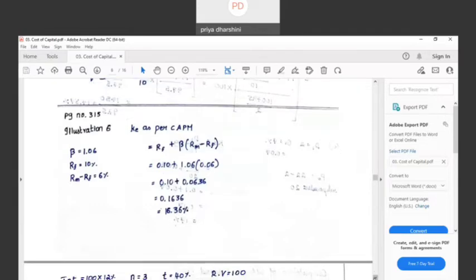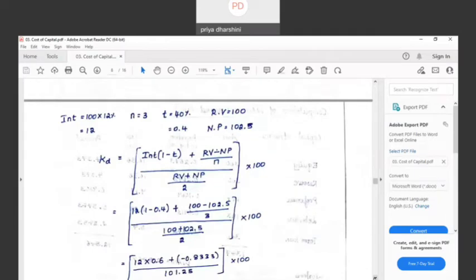16.36%. After this, for finding the cost of debt, they have told 12% debentures, which means interest rate is 12% on face value. How much is face value? Rupees 100. How did I know rupees 100? Look at the table, second table. Current ex-interest debenture market value 102.5 per 100, which means 100 is the face value, 102.5 is the market price. Okay, so on 100 rupees of face value at 12%, I will get 12 rupees as interest.